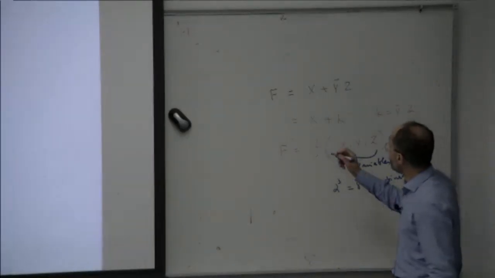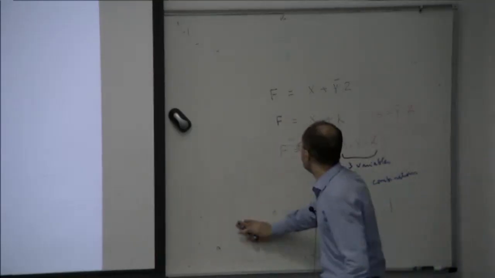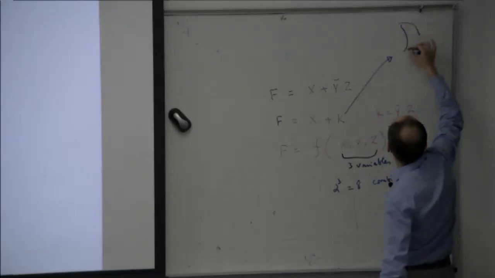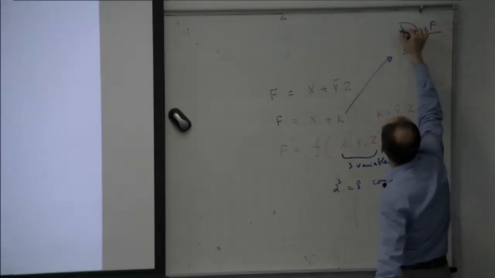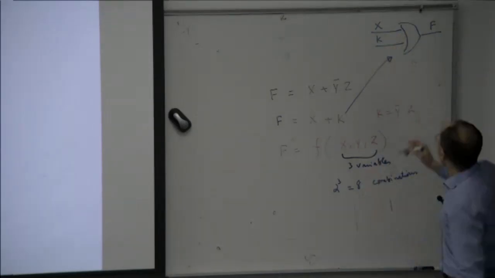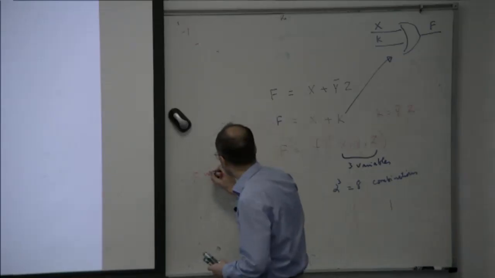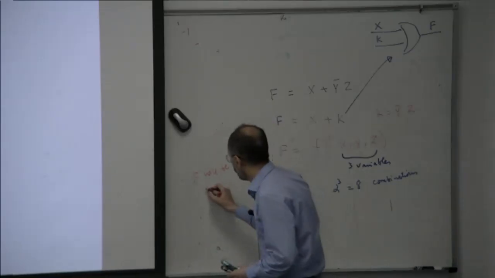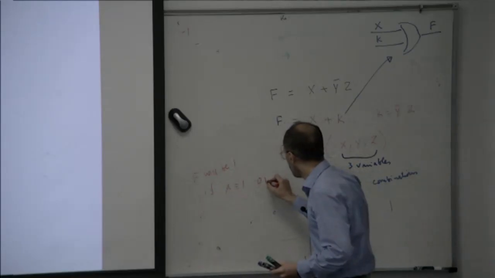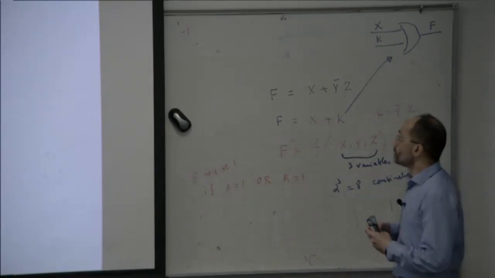Okay, now if you look at here, f is equal to x plus k. So which gate is this? X plus k, OR gate. So now we have an f which is the OR of x and k. So can we write something like this, that f will be 1 if x is equal to 1, or k is equal to 1. Okay, or both are 1.